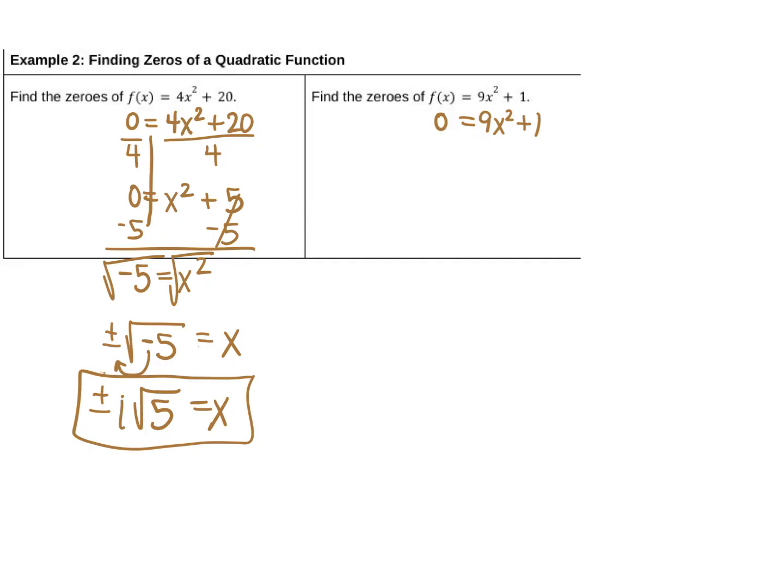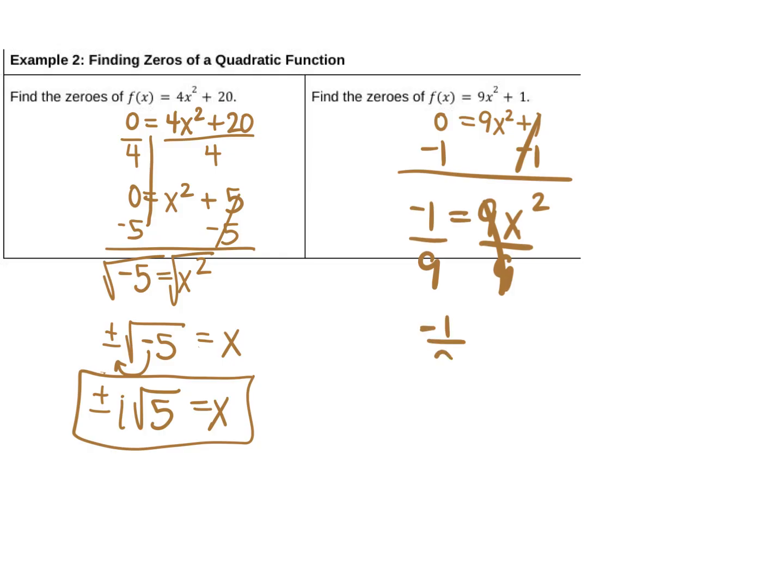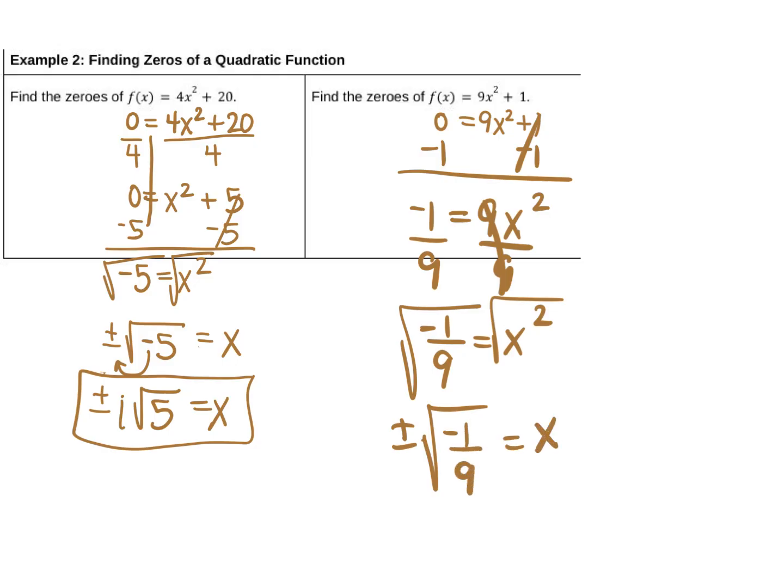Let's do this one. What do I have to do first? Subtract 1. Yep. So we get negative 1 equals 9 times x squared. Now what? Divide by 9. We're definitely going to leave it as a fraction here, because if you did the decimal, it would be kind of a crazy decimal. Okay, then what? Square root. Oh no, we got a negative under the square root. That is okay. We know what to do, right?